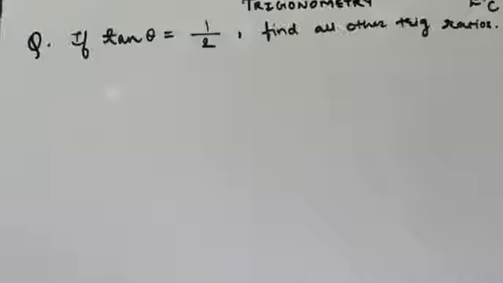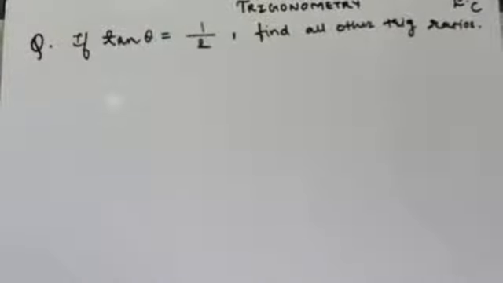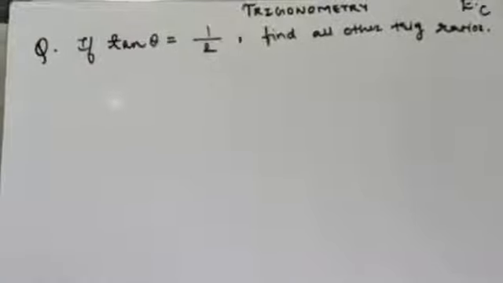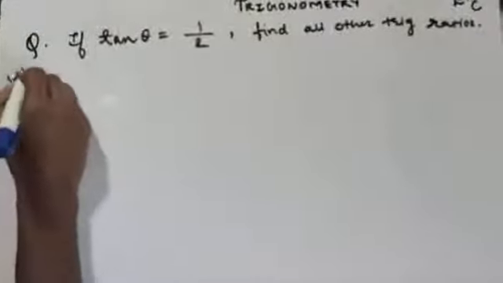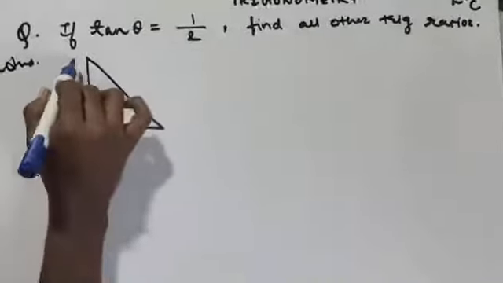Fine, is equal to 1 by 2. We have to find all the other trigonometric ratios. Okay, so let us first draw the figure. Right angle triangle, let's name it ABC.